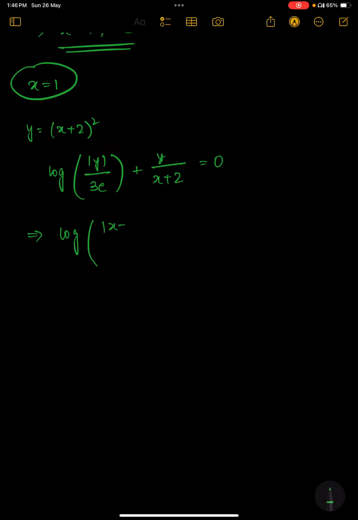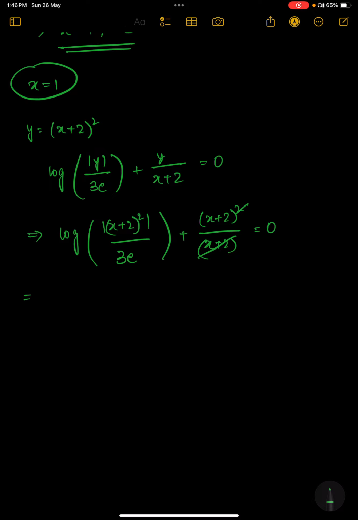So in option C, we are given y is equal to x plus 2 whole square. So we'll apply the same approach. We'll have minus... sorry, my bad, plus y by x plus 2 is equal to 0. This is my solution curve. Now I'll apply the term x plus 2 whole square in place of y throughout the expression, plus x plus 2 whole square by x plus 2 is equal to 0. So I cancel out and I'm left with x plus 2.